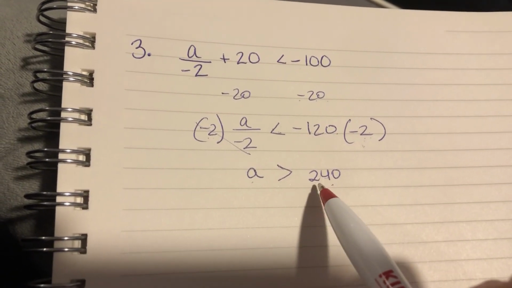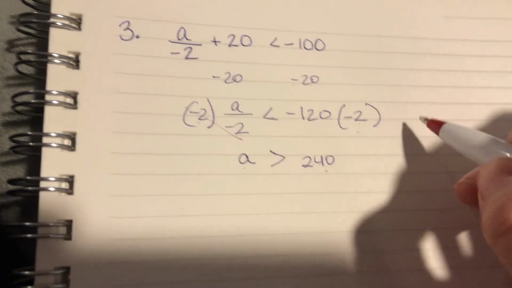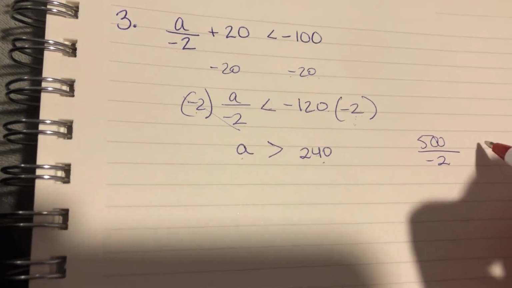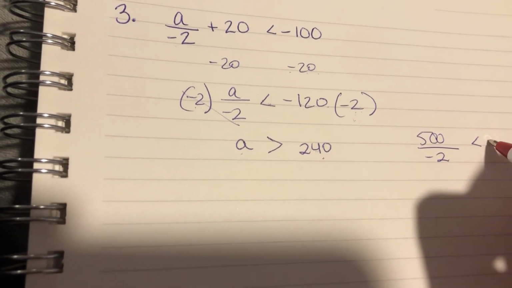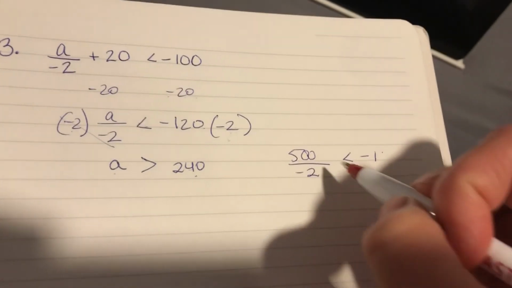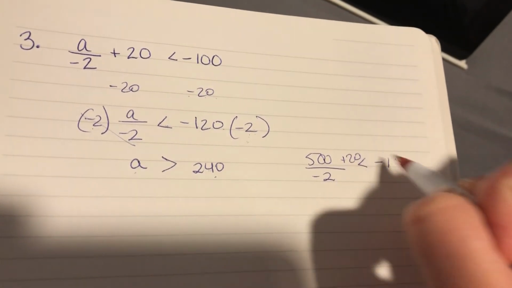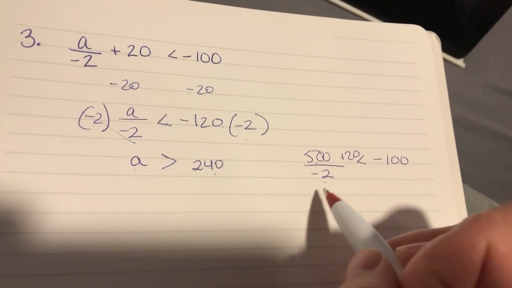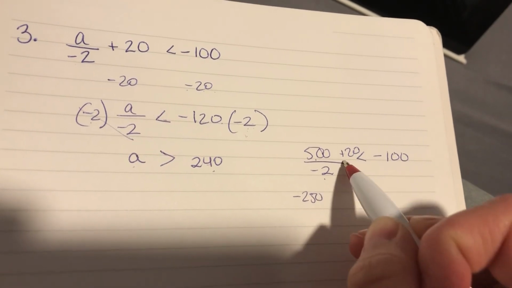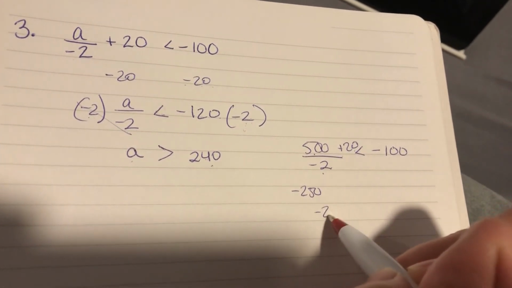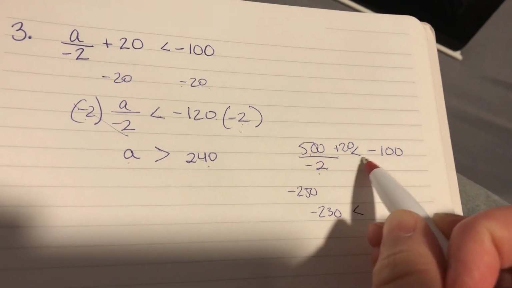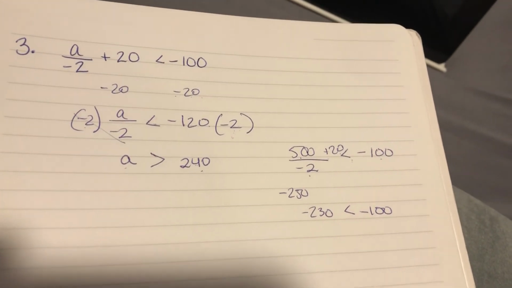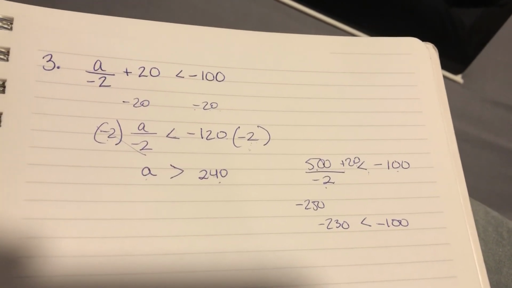So try to choose a number that's going to be easy to work with. So I might use just like 500. And so then you would plug in your answer for a. So you would say, okay, 500 divided by negative 2 plus 20 should be less than negative 100. So then 500 divided by negative 2 is negative 250, plus 20 is negative 230, which is in fact smaller than negative 100 because it's a negative number, and so the bigger the value, the smaller the number is. Okay, that's number 3.